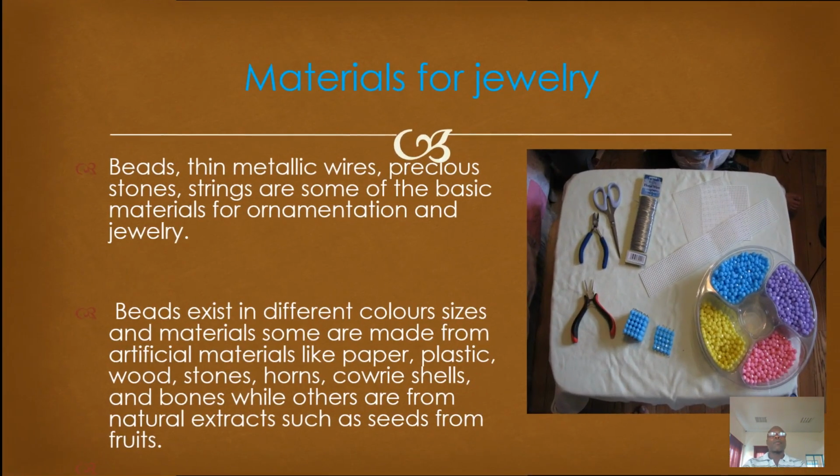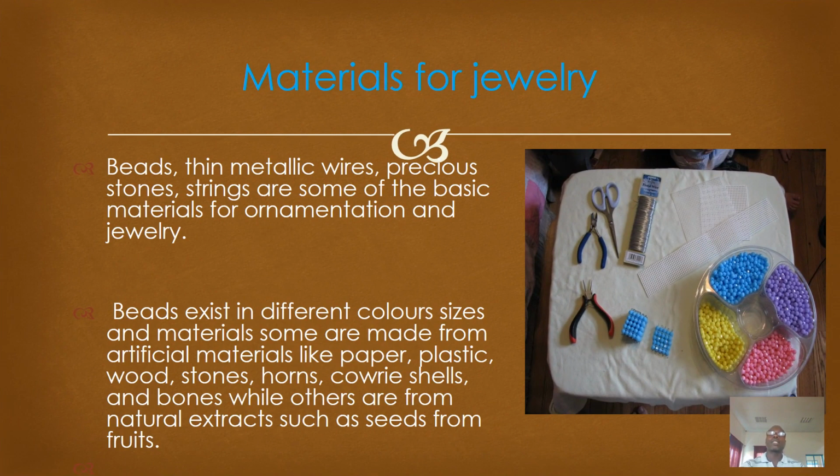We can now look at the materials used in ornaments and jewelry. You must have seen very many of them, but for study purposes, we can go ahead and mention a few. Beads, one of the most common, thin metallic wires, precious stones, and strings are some of the basic materials that are used for ornamentation and jewelry.